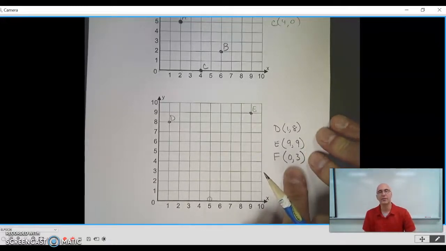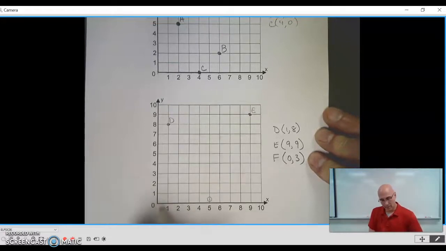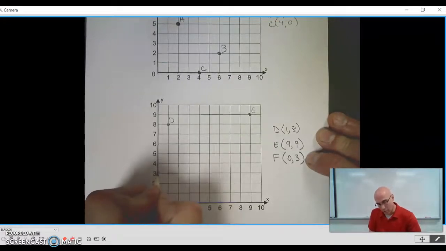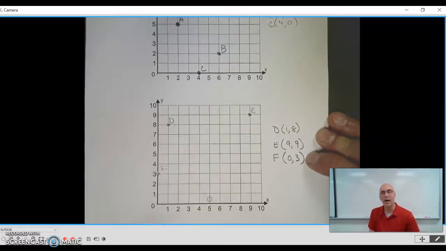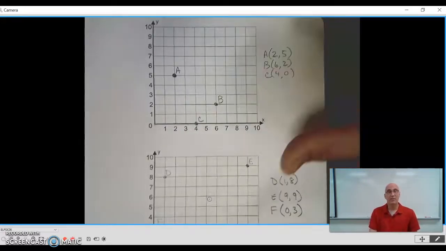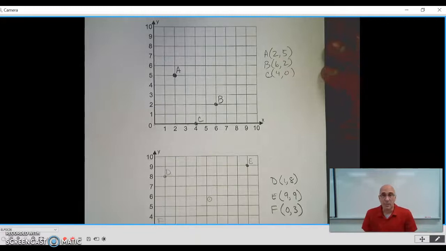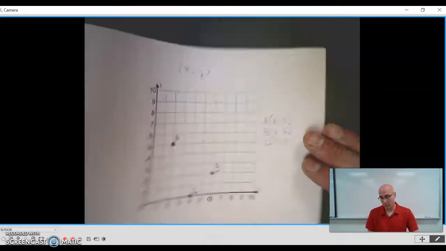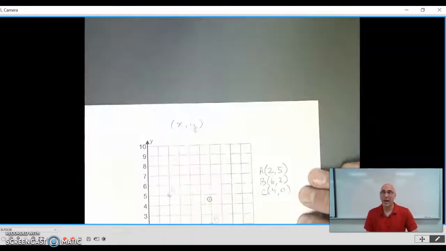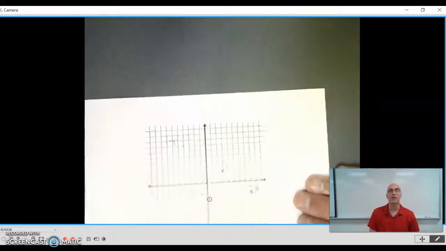And then finally, F is 0, 3. So what we're first going to do is move in our x direction at 0. That means move 0 units over. So we're going to stay right here and then go up 3. So our point is right here, point F. So you may have seen these types of coordinate planes, but now that we are much more advanced in our mathematics, we know about negative numbers, about all of our integers. So what we are now going to do is look at what happens when we have negative numbers in our coordinate plane.